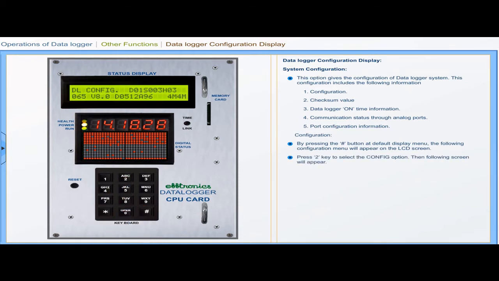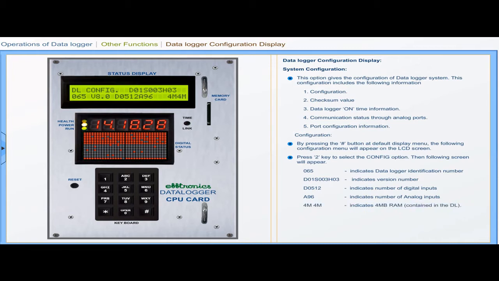Press the 2 key to select the config option. Then the following screen will appear. 065 indicates the data logger identification number. D01S003H03 indicates the version number. D0512 indicates the number of digital inputs. A96 indicates the number of analog inputs. 4M indicates 4 MB RAM contained in the data logger.